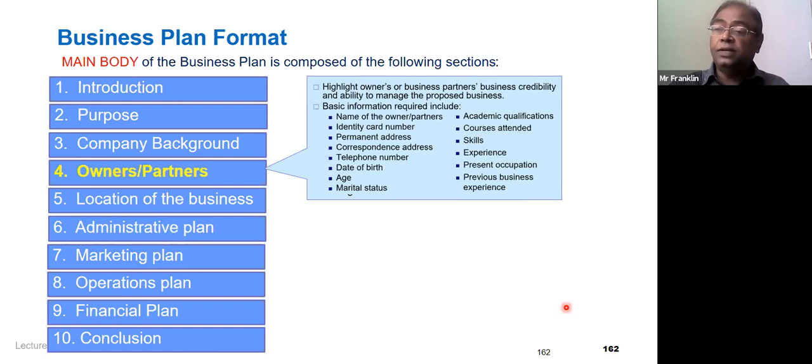Maybe you are just one partner, but who's the other partner? Maybe the other partner is a sleeping partner, so they don't know. So you must clearly highlight all this information, right? Partner. Okay. Next is the location of the business.